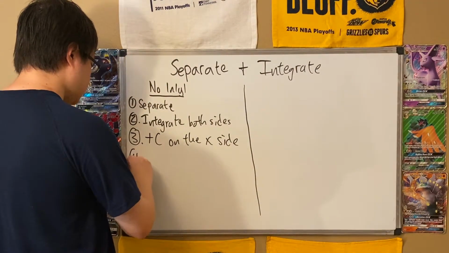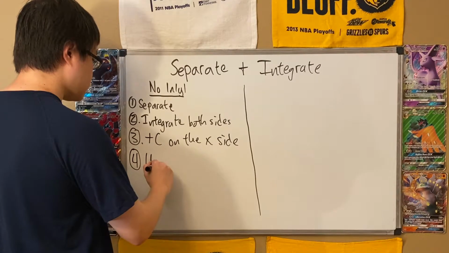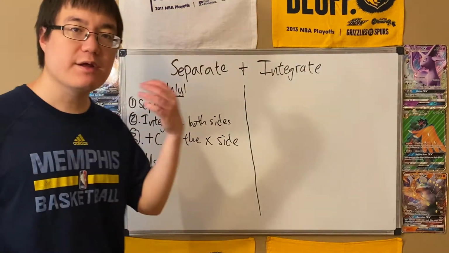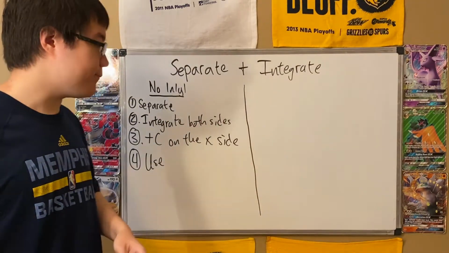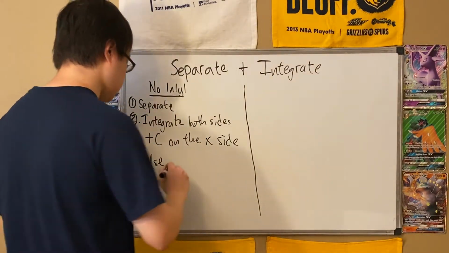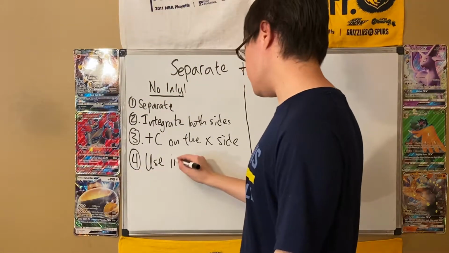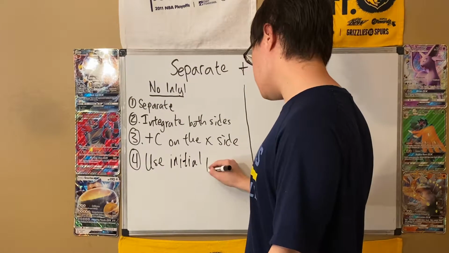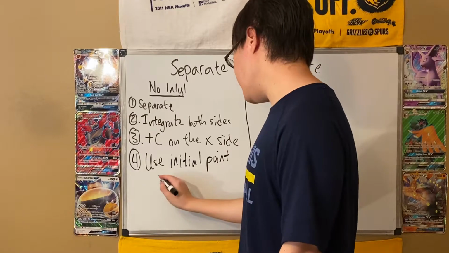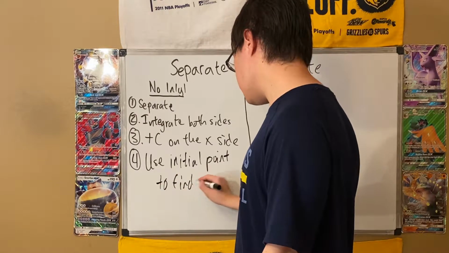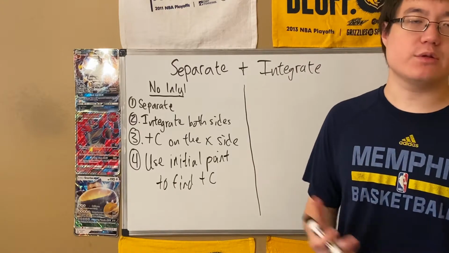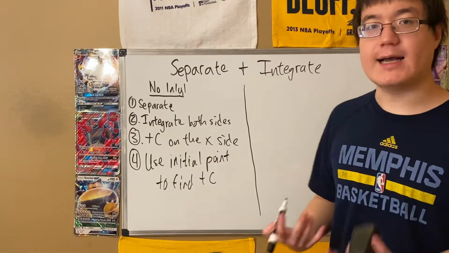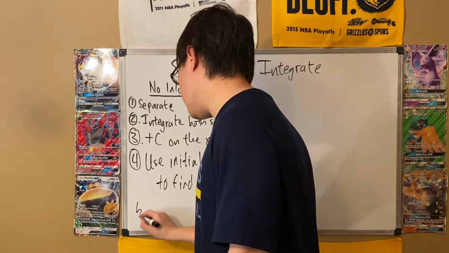Finally, you're going to use the initial point. There's always going to be two givens, the differential equation and the initial point, and you're going to use that initial point to find the plus c. So use initial point to find plus c. Finally, you're going to solve for y. Just a quick little algebra step where you're going to isolate y. So isolate y, and that'll be your answer.